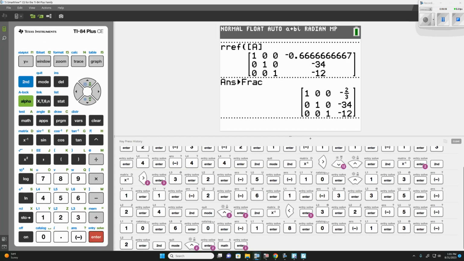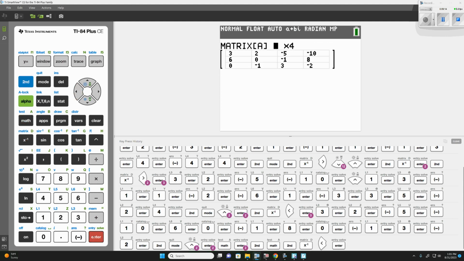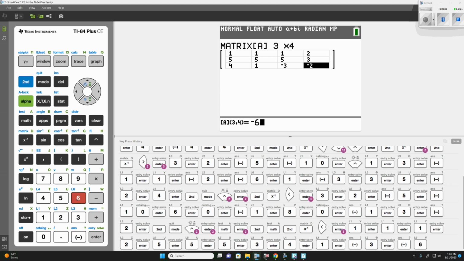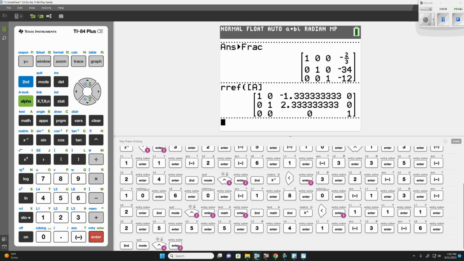Now, there's two other matrices I want to show you just plugged in. 3, 4, 1, 1, 1, 2, 5, 5, 5, 3, 4, 1, -3, -6. Second quit. Enter, enter. Now, if we look at the last row, we have all zeros and a 1. What that's really telling us is that this is a no solution.